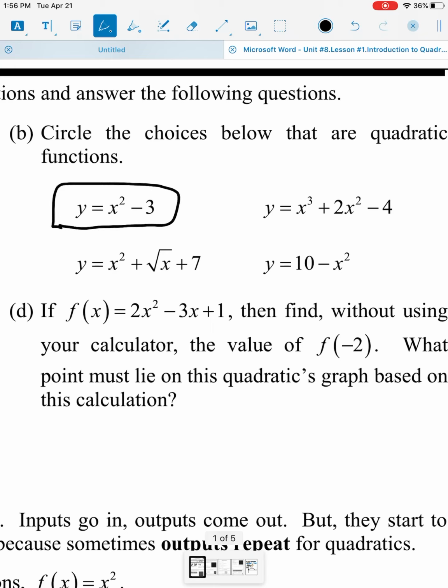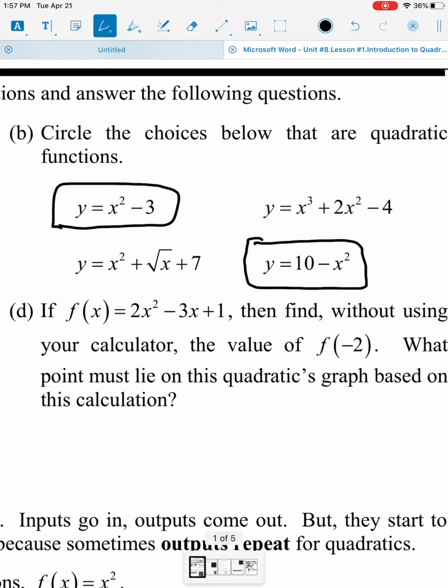y equals x squared minus 3 is certainly a quadratic function. Its leading coefficient is x squared, and if we graph it into the calculator, you will get a parabola. You'll get one that's right side up, a smiley face, and it will actually cross the y-axis at 3, or rather negative 3.